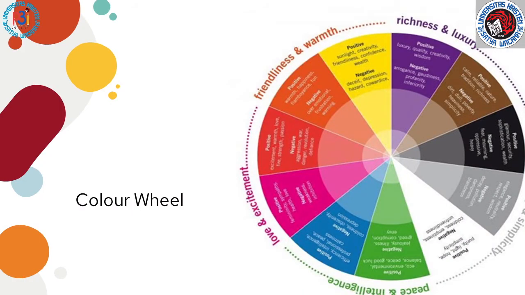So here we have a color wheel. Its colors represent an element. For example, yellow means positive, and the positive ones are sunlight, creativity, friendliness, confidence, and will. Something like that. You can read it by yourself on your handout.